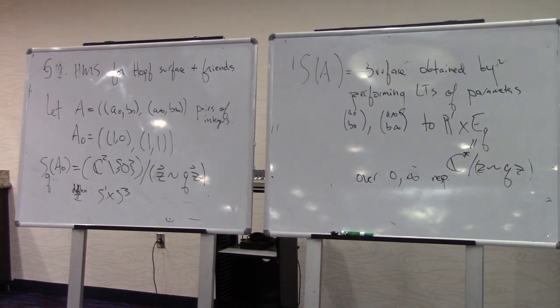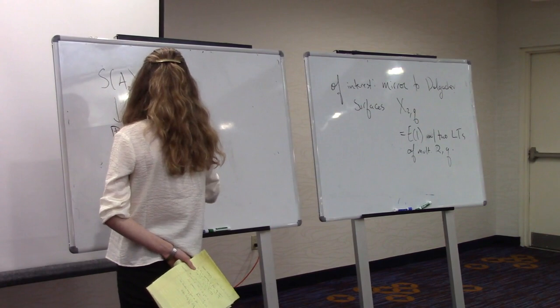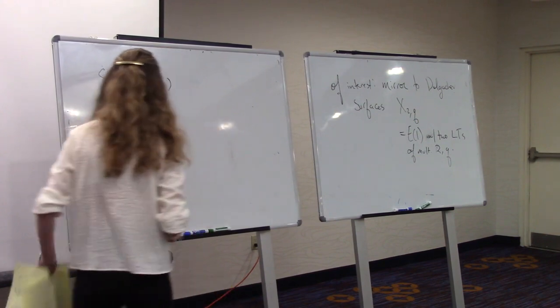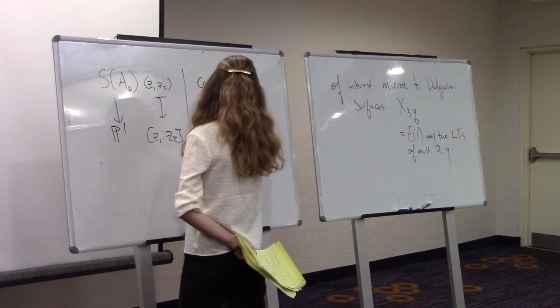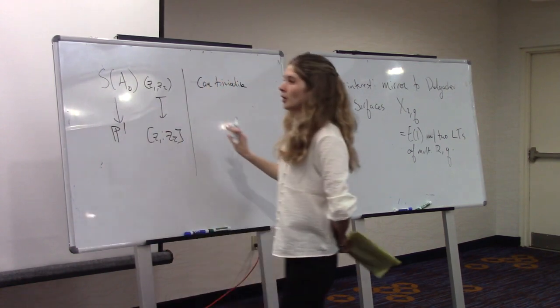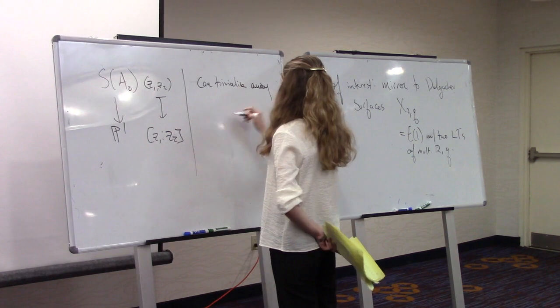Okay, but yeah. So what can we say about the complex geometry of this Hopf surface? So we know it has a map to P1 by construction. So S of A naught maps to P1, and this is just given in coordinates by Z1, Z2 maps to Z1 over Z2. And we can trivialize this over the two copies of C that you get.